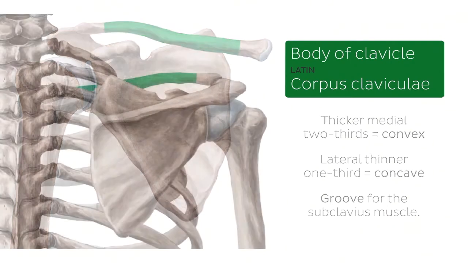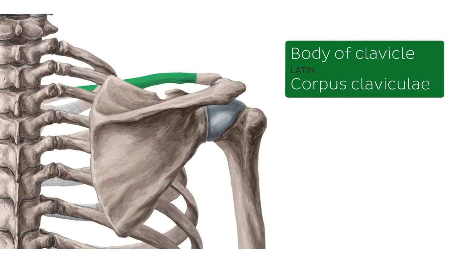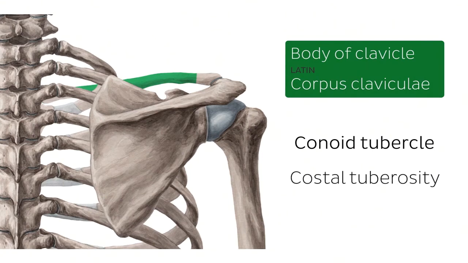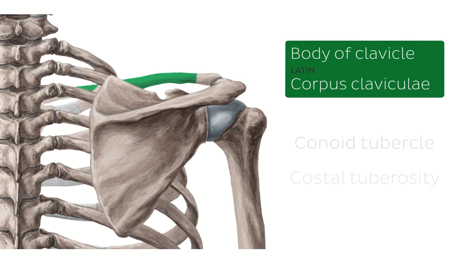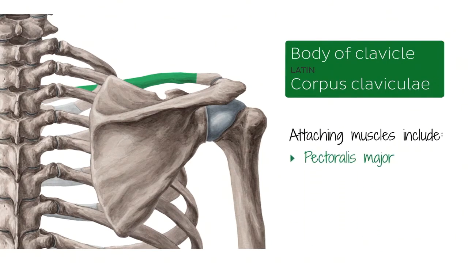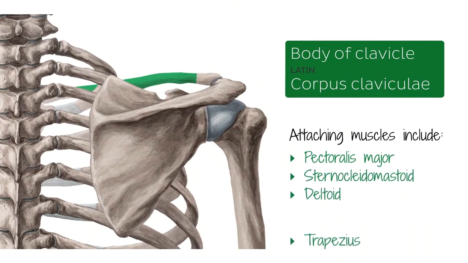You can also find other structures that are worth just listing on this tutorial, but we will have another tutorial where I'm going to show you exactly where they're found. But two structures worth mentioning are the conoid tubercle and also the costal tuberosity. There are other muscles that will be attaching to the body of the clavicle, namely the pectoralis major, the sternocleidomastoid muscle, the deltoid, and also the trapezius. So a lot of muscles attaching to the body of the clavicle.